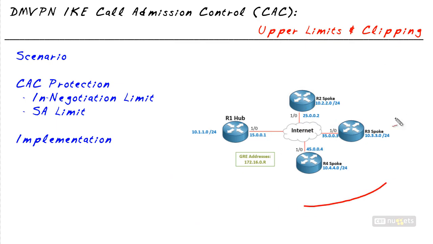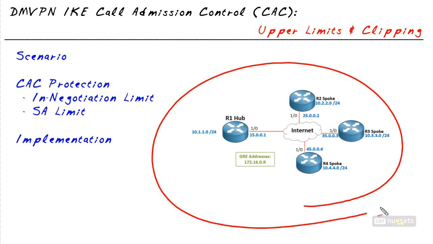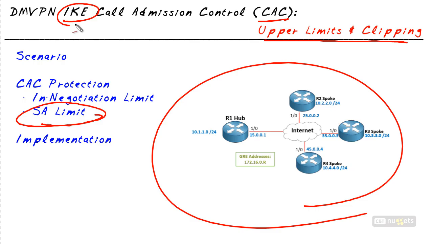To mitigate this risk against any of our devices that are part of the DMVPN, we can use the crypto IKE call admission control and set the upper limits as far as how many sessions we're willing to have on any given device at any time. And that's what the SA limit is all about. And it's specifically for IKE, meaning IKE phase 1.